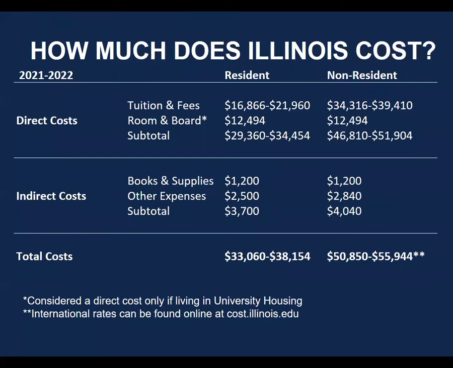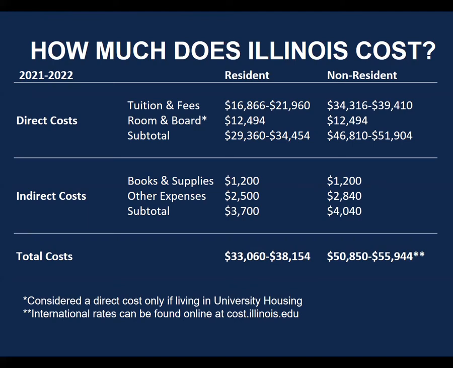Taking a look at the cost of attendance, you'll notice that the cost is broken down by direct costs and indirect costs. Direct costs are charges you could expect to see on your university bill, such as tuition and fees, and housing and meals if you live in a university residence hall. Indirect costs will not appear on your bill, but are expenses you'll encounter at some point through the academic year. These include books and supplies, miscellaneous expenses like clothing, and also housing and meals if you do not live in a university residence hall.